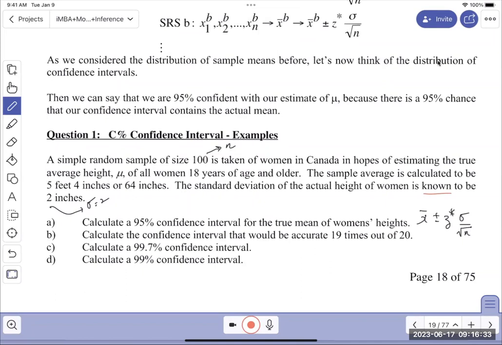So we have X bar, we have sigma and we have n. So what is z star? For 95% confidence, what is z star? What do we do? Let's remember what we do. Anyone? Go to the table. So you can go to the table. Which table?